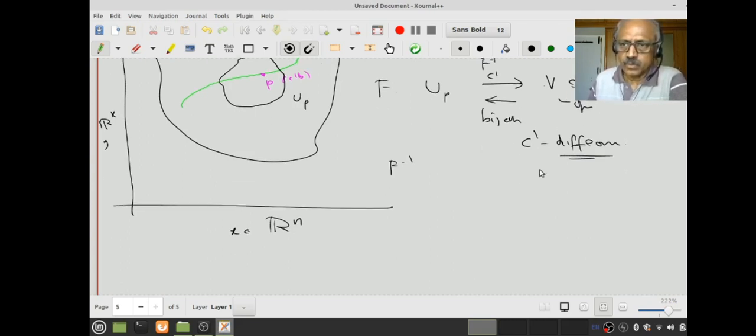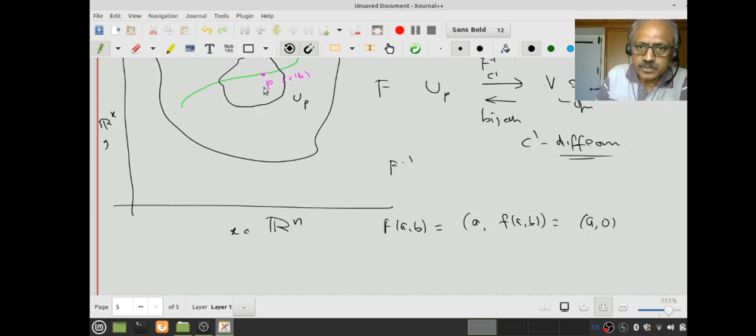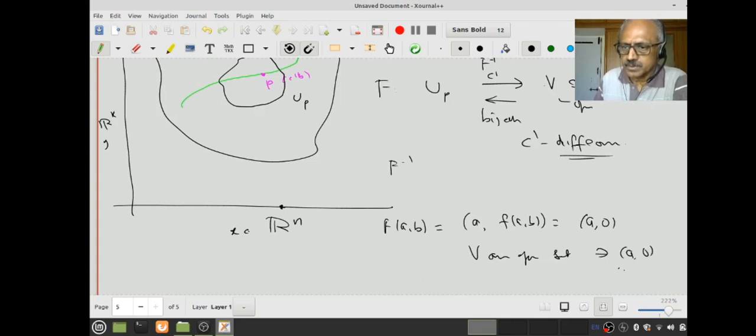Now notice, what is F of AB? F of AB is A comma F of AB, which is A comma 0. Therefore this point will be A. Therefore this V will be an open set containing A comma 0, which is F of A.